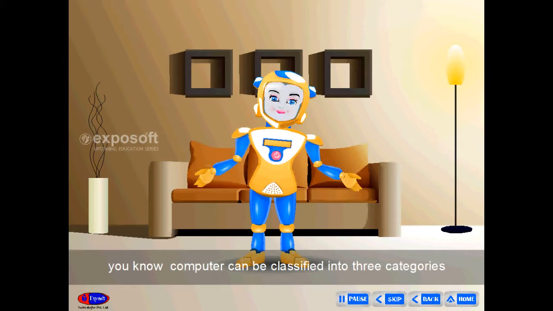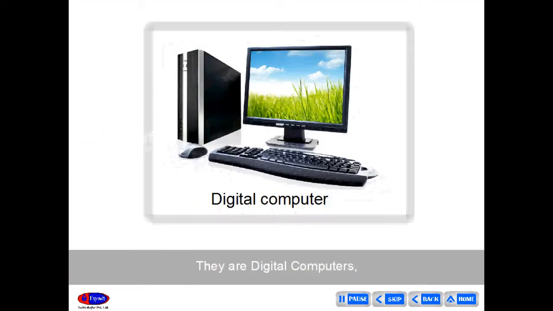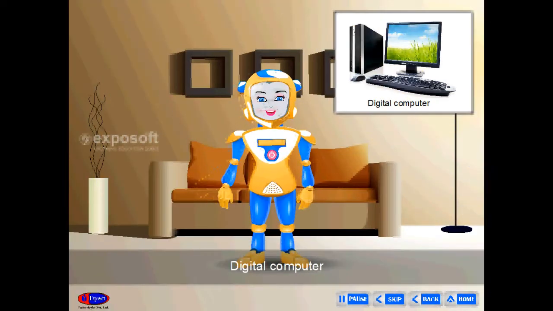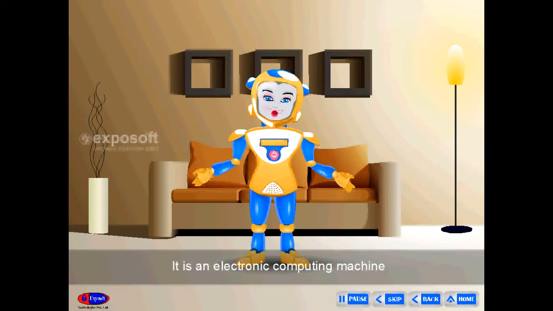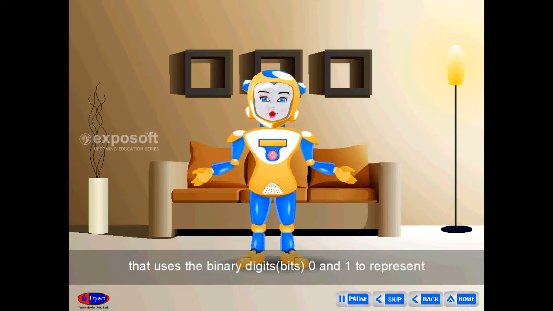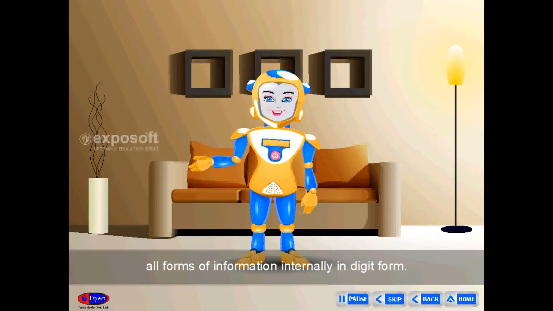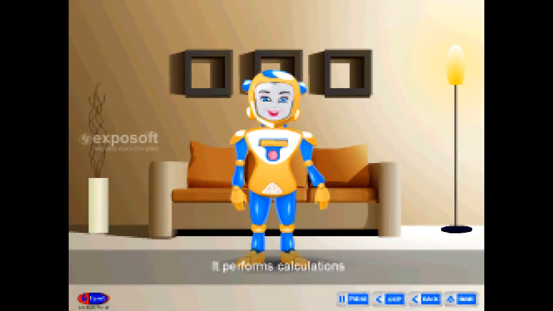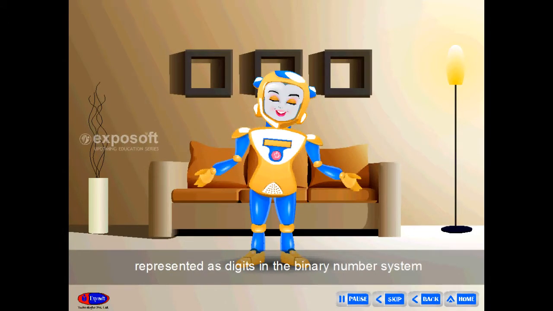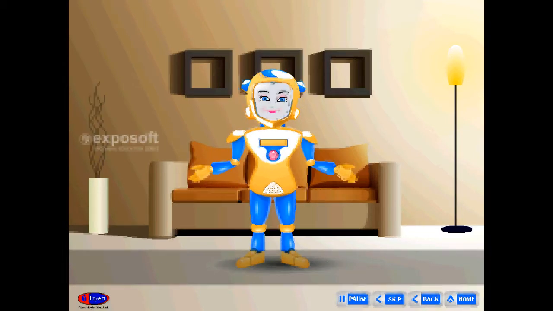Friends, computers can be classified into 3 categories based on their mode of operation. They are digital computers, analog computers, and hybrid computers. Digital computers. It is an electronic computing machine that uses the binary digits, bits, 0 and 1 to represent all forms of information internally in digit form. It performs calculations and logical operations with quantities represented as digits in the binary number system, example, personal computer.